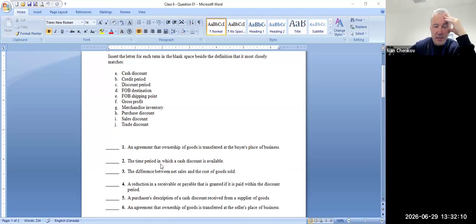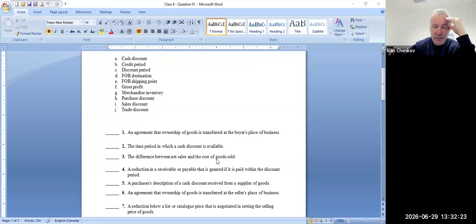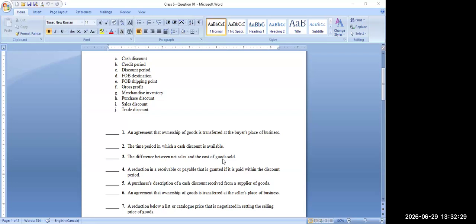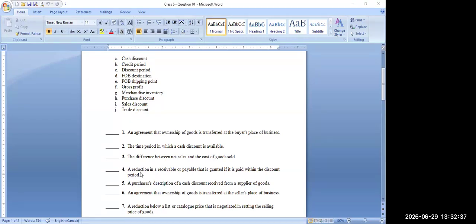How about the time period in which the cash discount is available? Discount period. Yes. The difference between the net sales and the cost of goods sold. Would that be margin profit? Yes. That will be gross profit here. Oh, gross profit, sorry. Gross profit, right?